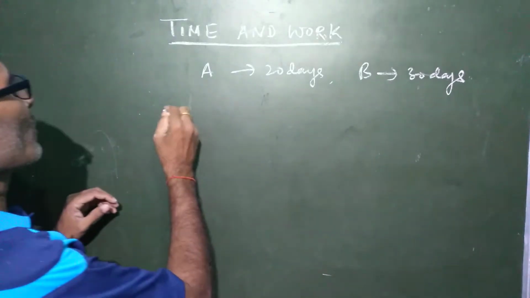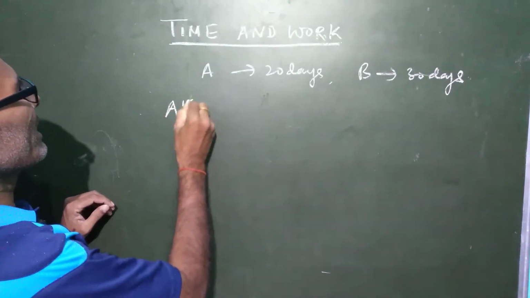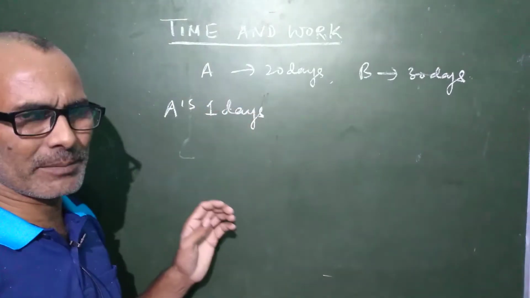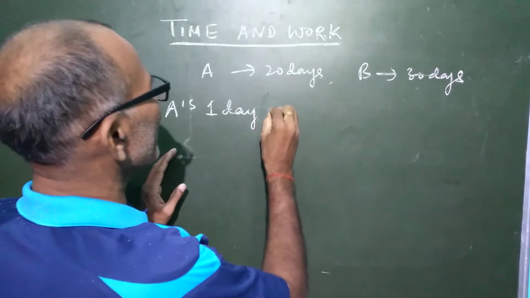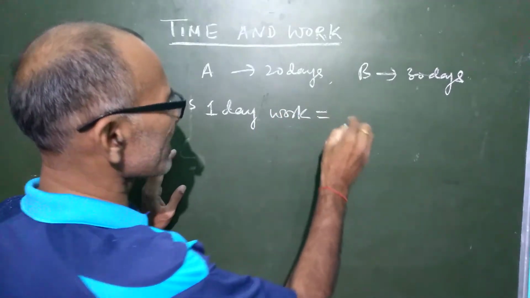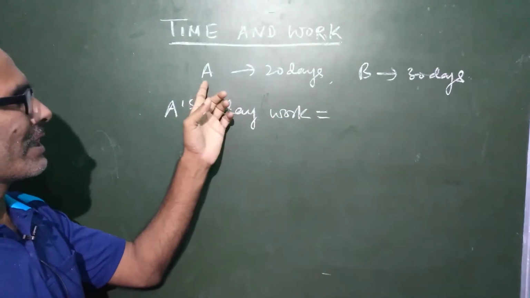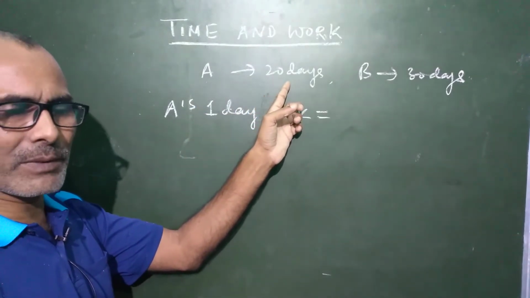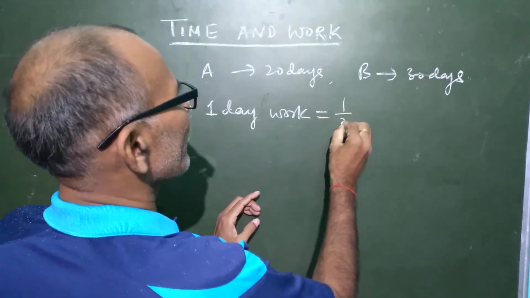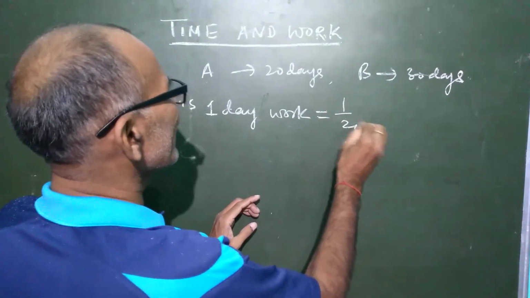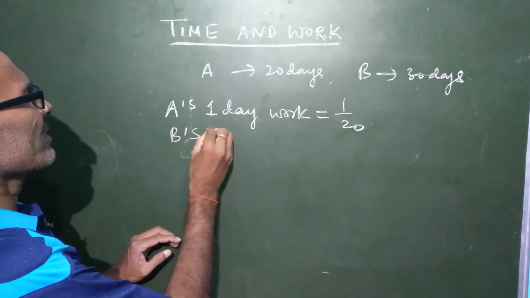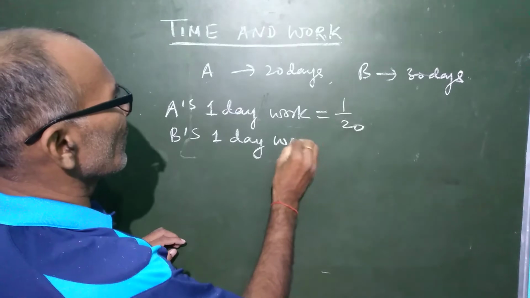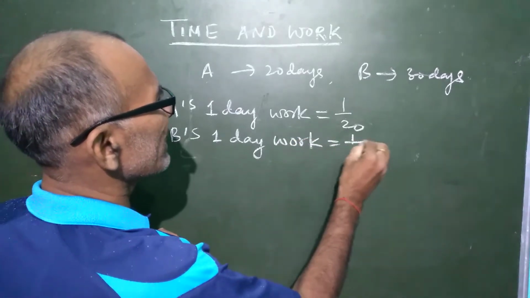See students, for that we have to find A's 1 day work. Always this is the first step. A's 1 day work will be equal to what? Just as I taught you, if A is completing the work in 20 days, then 1 day work will be 1 by 20, and B's 1 day work will be 1 by 30.